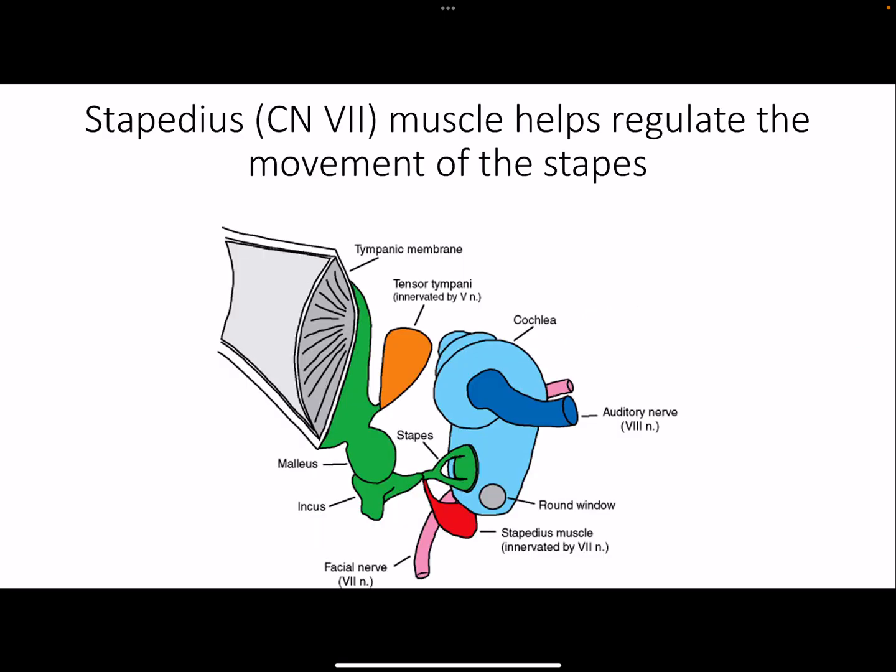of the endolymph. I would note though for the middle ear that the stapedius, cranial nerve 7, is going to help regulate the stapes, and so if you have a Bell's palsy, or maybe a stroke, and you don't have innervation here, then you're going to get hyperacusis. Things are going to seem really loud that really aren't that loud.